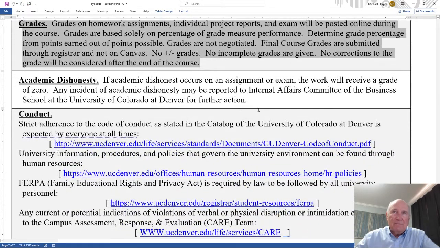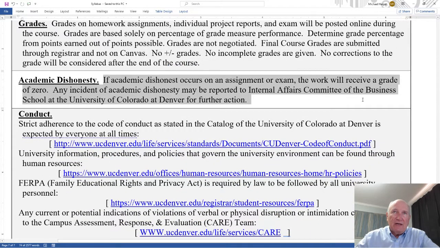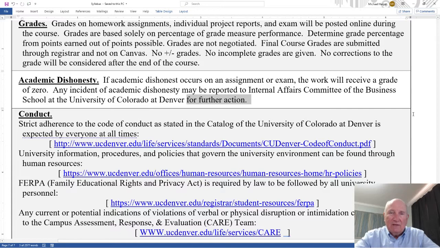Academic dishonesty. Make sure that you do not do this. This is not why we're here. It's about learning. If academic dishonesty occurs on an assignment or exam, the work will receive a grade of 0. Any incident may be reported to the Internal Affairs Committee of the Business School for further action. Further action could be 0, an F, suspension, or expulsion. I've been here long enough that all of those have happened when people violate academic dishonesty.